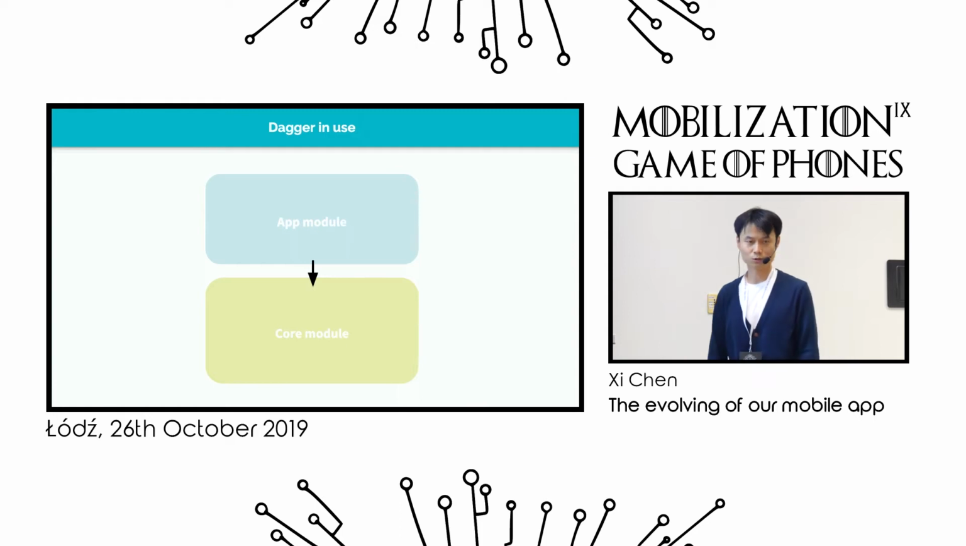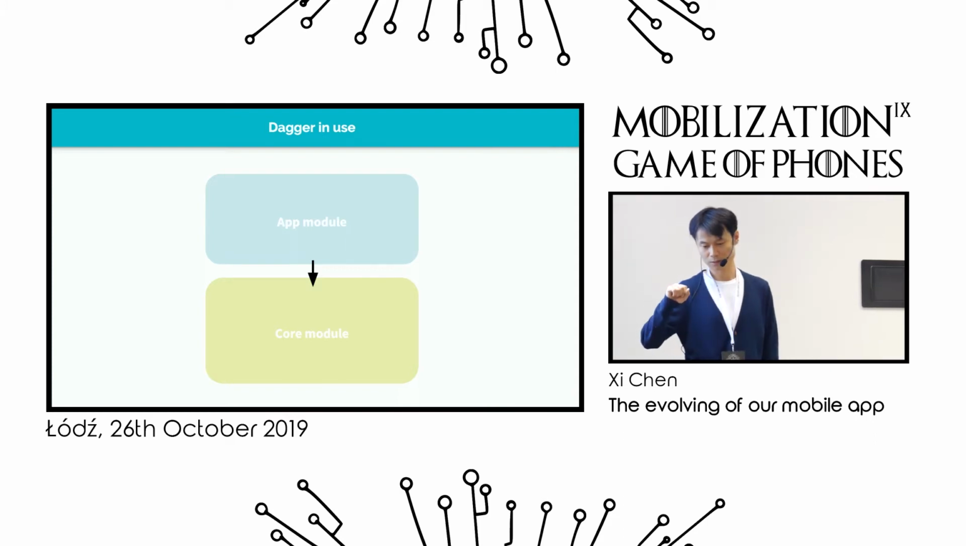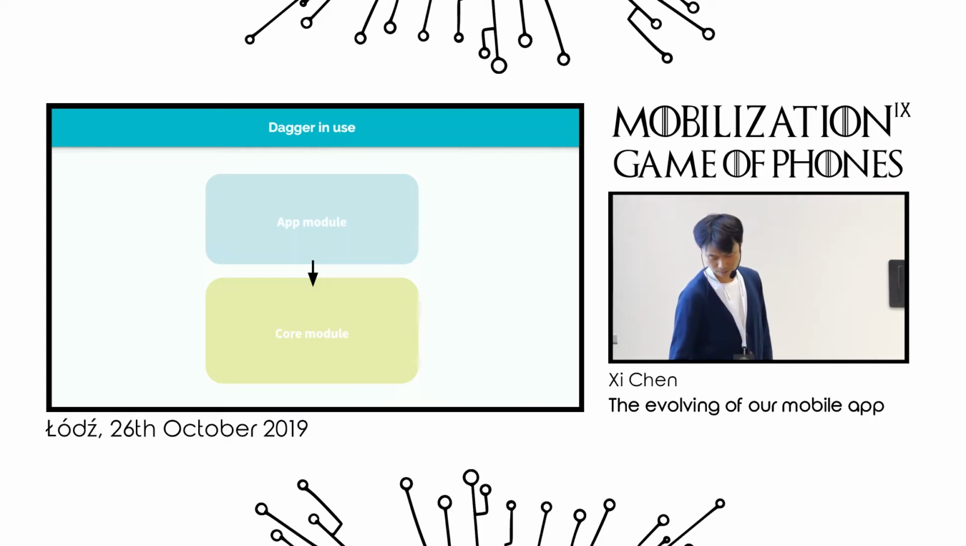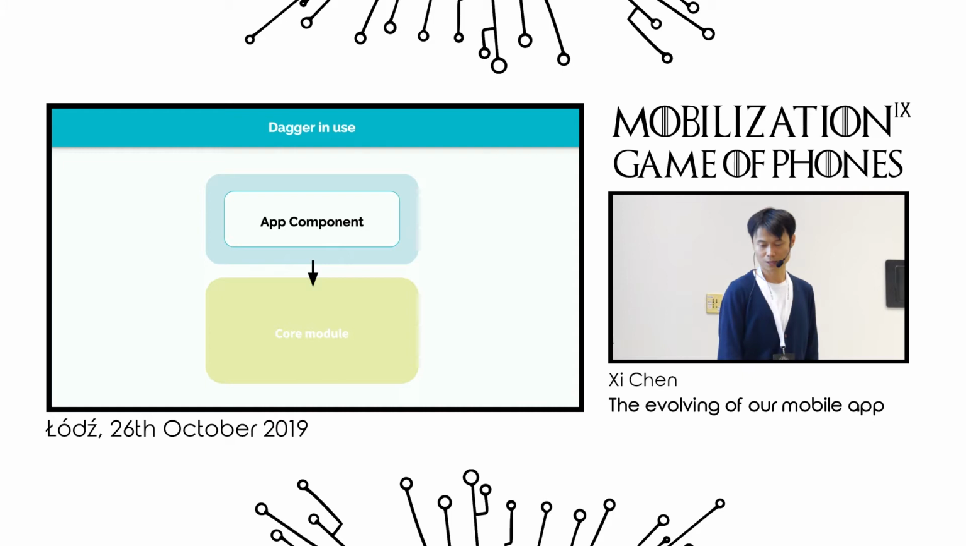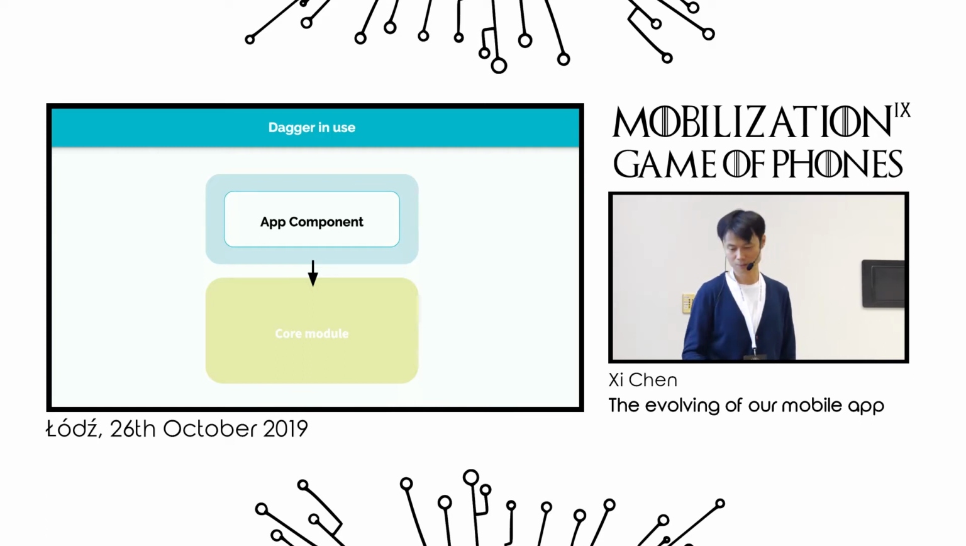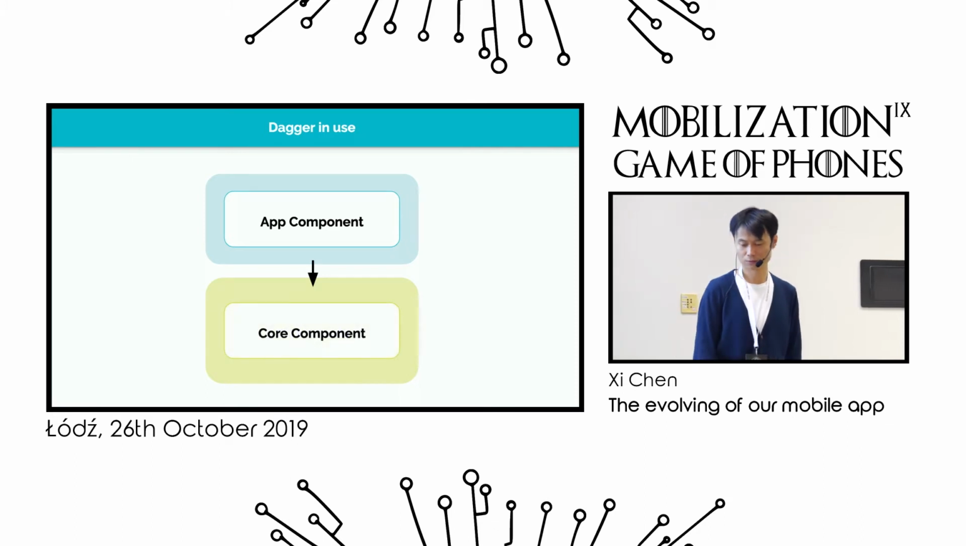Since we have two modules, we need two kinds of containers to host all the objects. The UI objects belonging to the app module should be hosted by a separate container from the core module. With that in mind, we decided to have this app component. Component is a term or concept in the Dagger world. It's a kind of container. Just think of it that way. This container contains all the dependencies. And in the core module, we decided to have another container. We call it the core component.